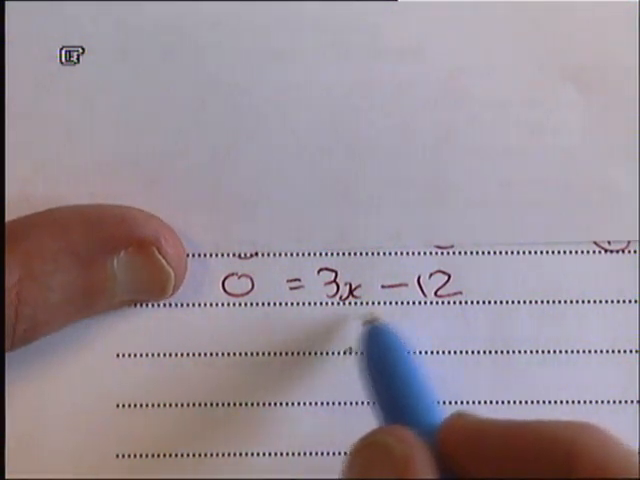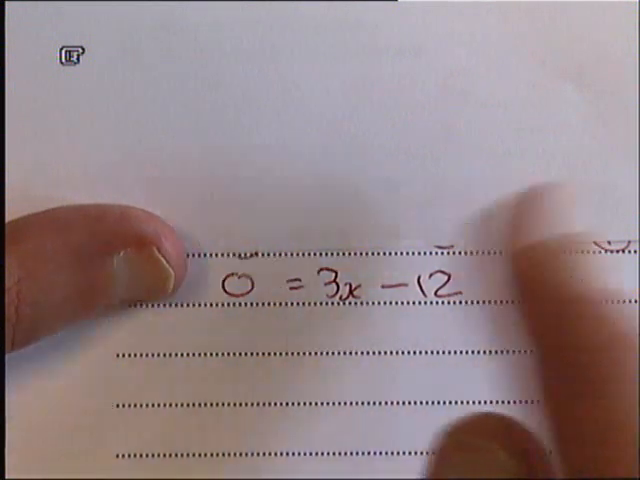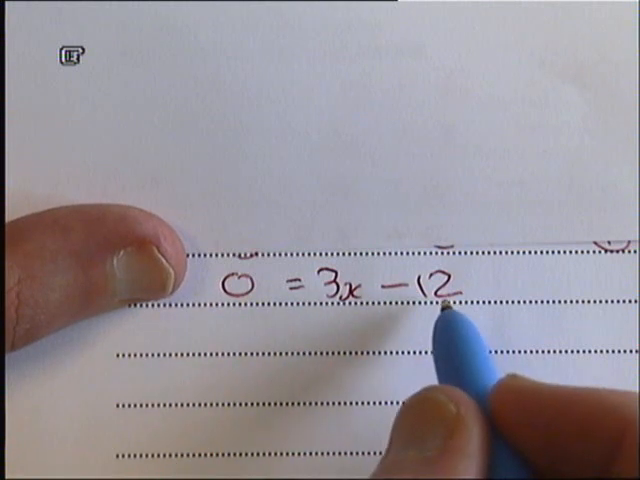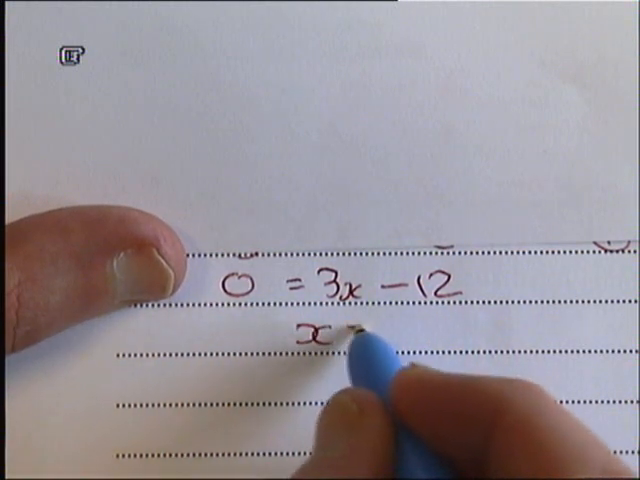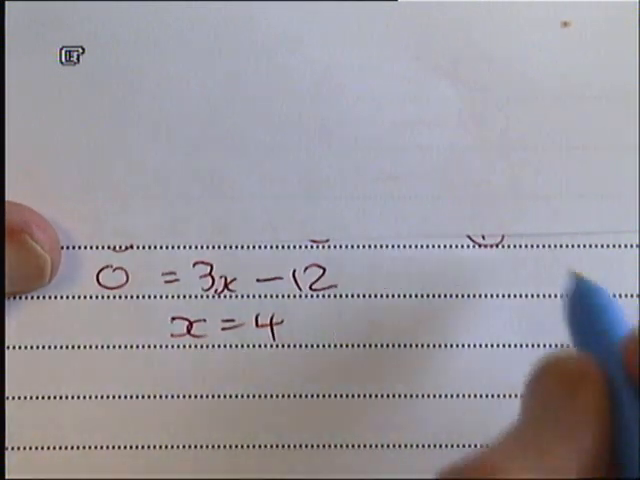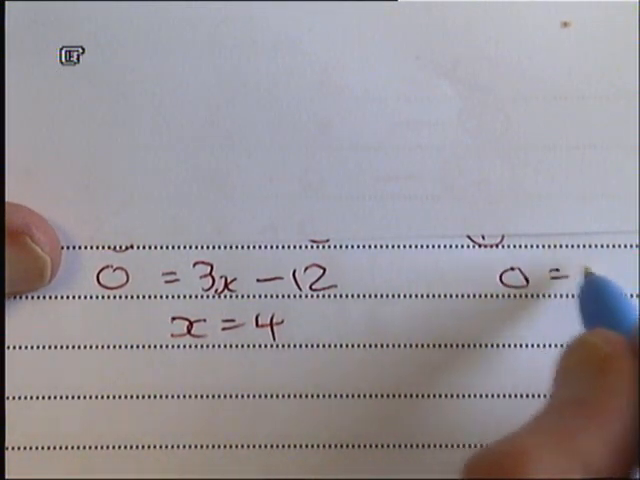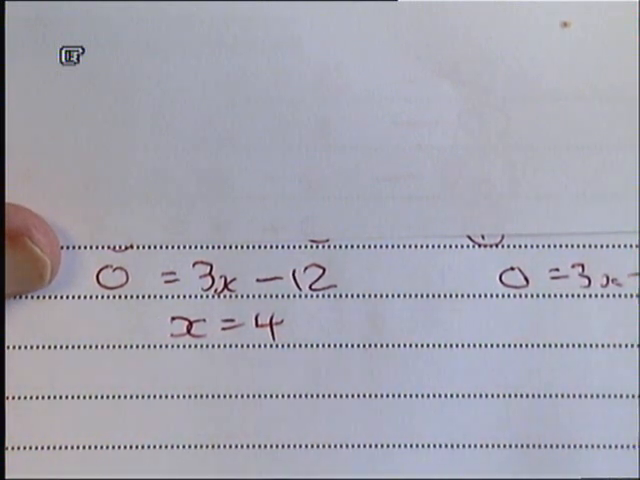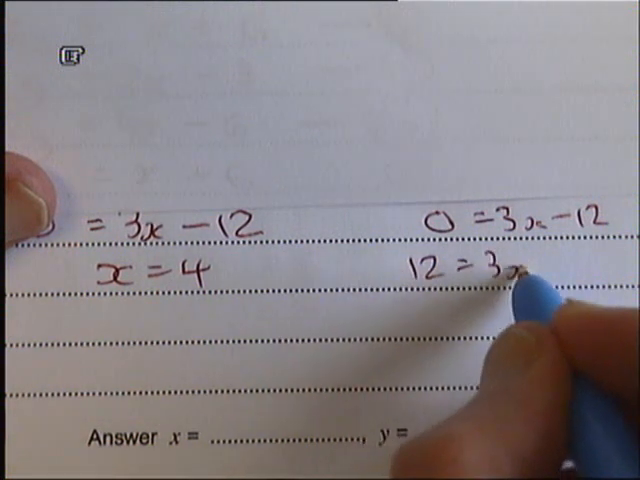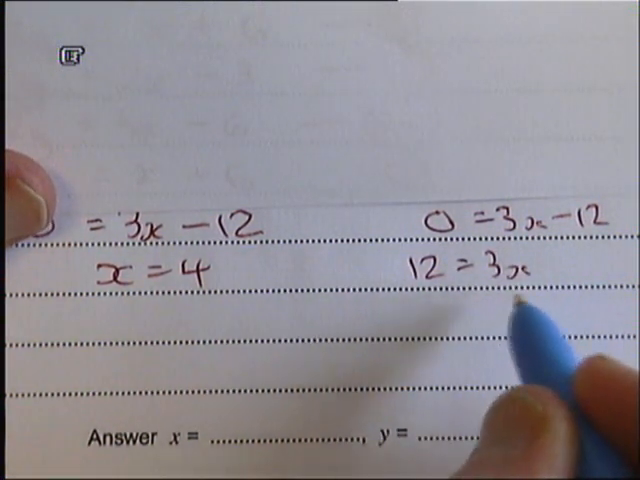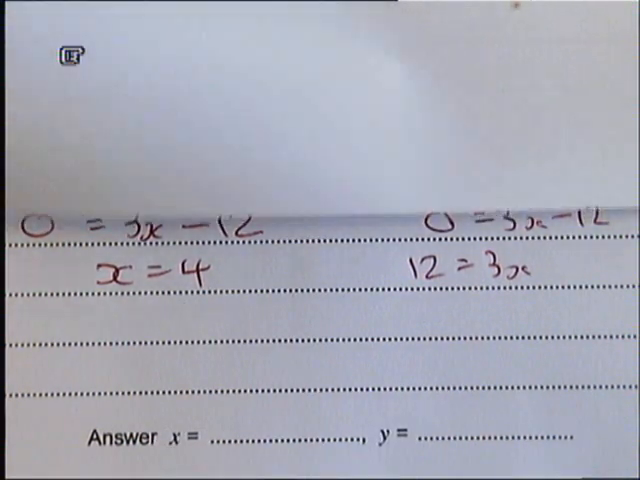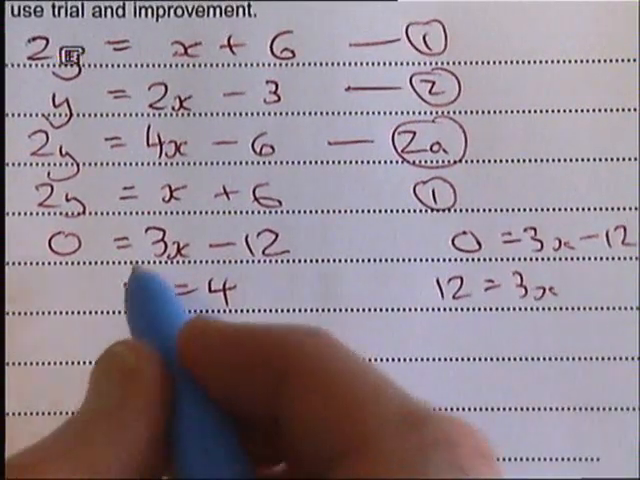3 lots of something take away 12 is nothing. Well, the answer is 4, because 3 fours take away 12 is going to be nothing. So I can see from there that x is equal to 4. If you don't want to make that jump just like that, the equation we had was this. If you add 12 to both sides, you get this equation. 12 is 3x. 3 lots of what are 12? 3 lots of 4's. So we get the same answer. Now I know that x is equal to 4.